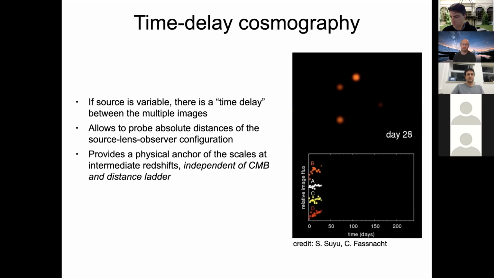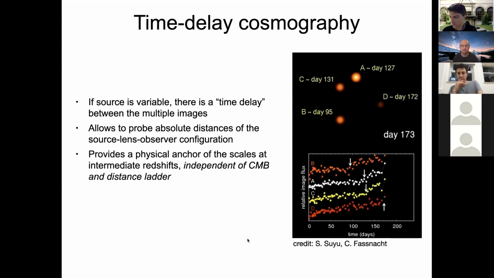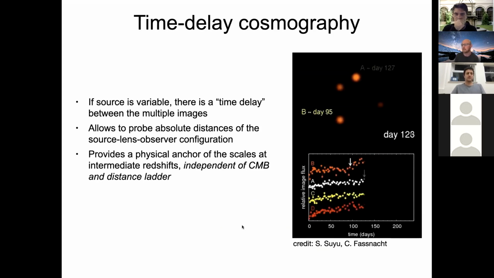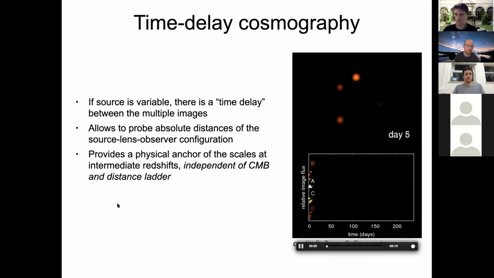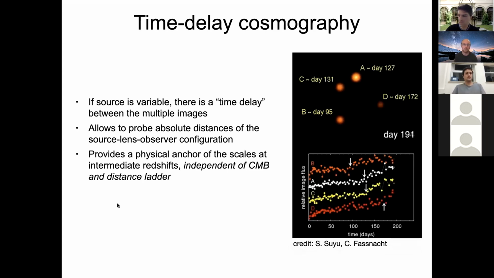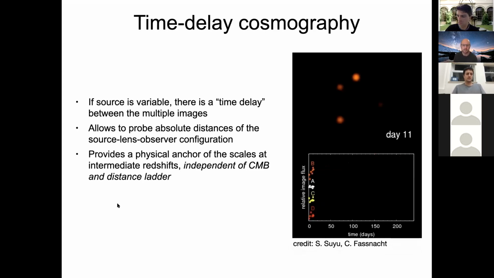Here on the right, you have an animation, a movie of a flickering quasar, and that's what we need to actually measure time delays. We need a variable source to measure the time delay precisely. And this is independent of the distance ladder and CMB or any other probe that has a say in the Hubble constant tension. So whatever comes out here is a completely independent measurement.